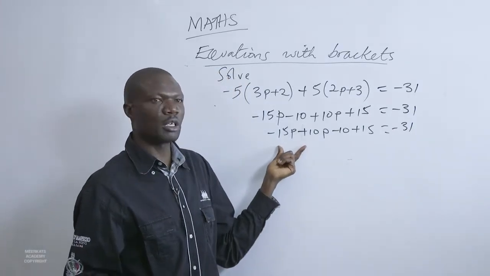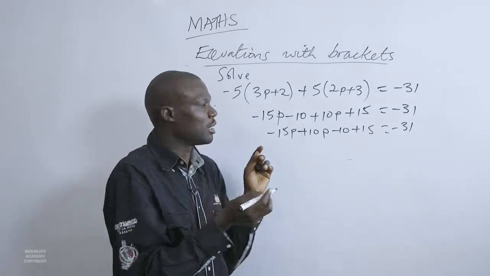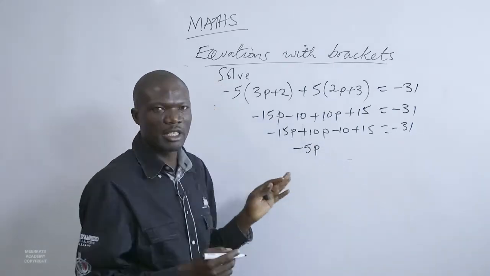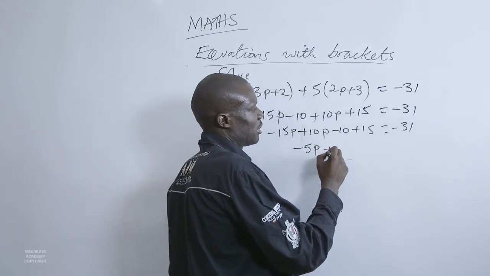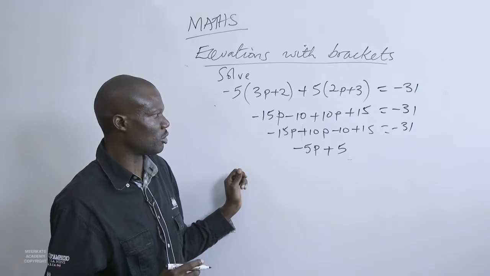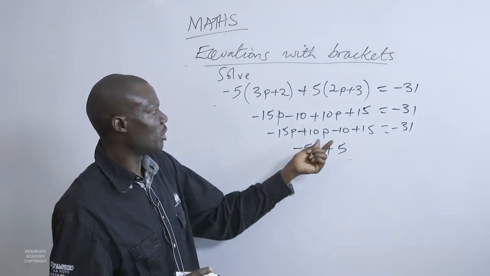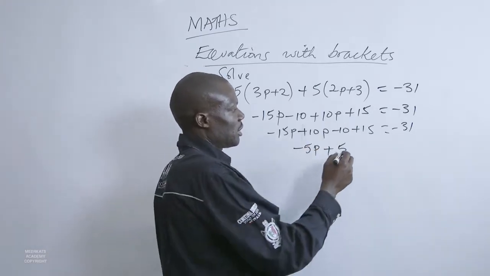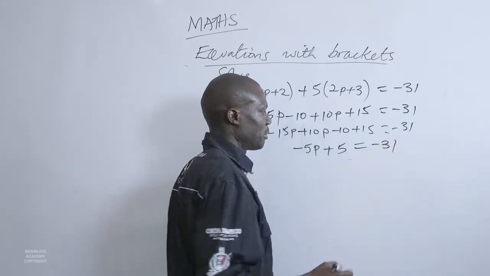So when you look at p, we recollect them now, minus 15p plus 10p will give us minus 5p, and then minus 10 plus what? 15 will give us what? Plus 5. If you are very careful, that's what you are able to see. It is a plus 5 because we have minus 10 plus what? Plus 15. And the other side, it is equated to minus 31.